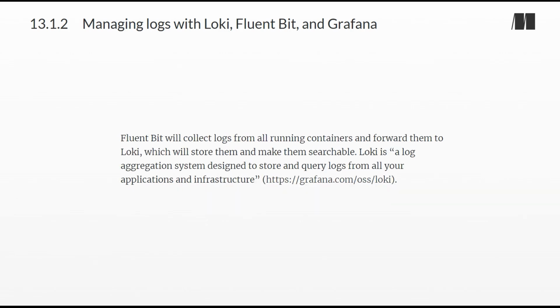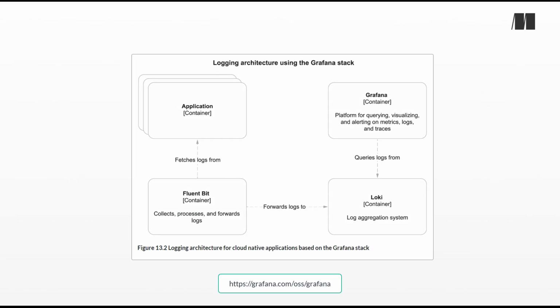www.fluentd.org. FluentBit will collect logs from all running containers and forward them to Loki, which will store them and make them searchable. Loki is a log aggregation system designed to store and query logs from all your applications and infrastructure. Finally, Grafana will use Loki as a data source and provide log visualization features. Grafana allows you to query, visualize, alert on, and understand your telemetry, no matter where it is stored. Figure 13.2 illustrates this logging architecture.